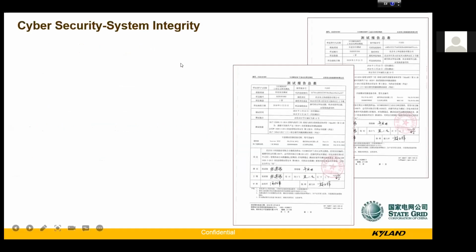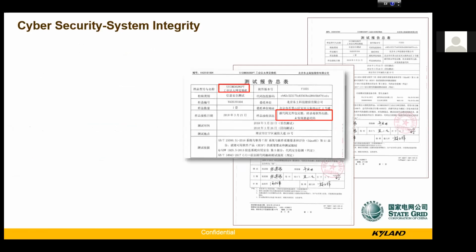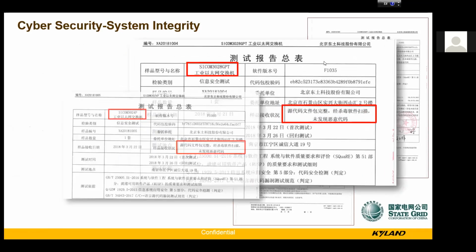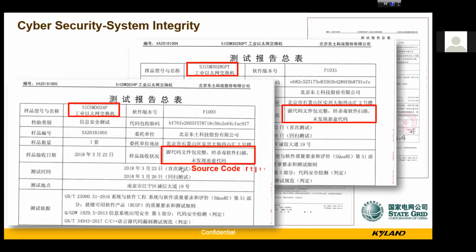And this is the system integrity. We also did some tests at the China State Grid, and this is a test report. You can see according to the test that the source code was inspected for integrity, and there is no malware found in the switch.